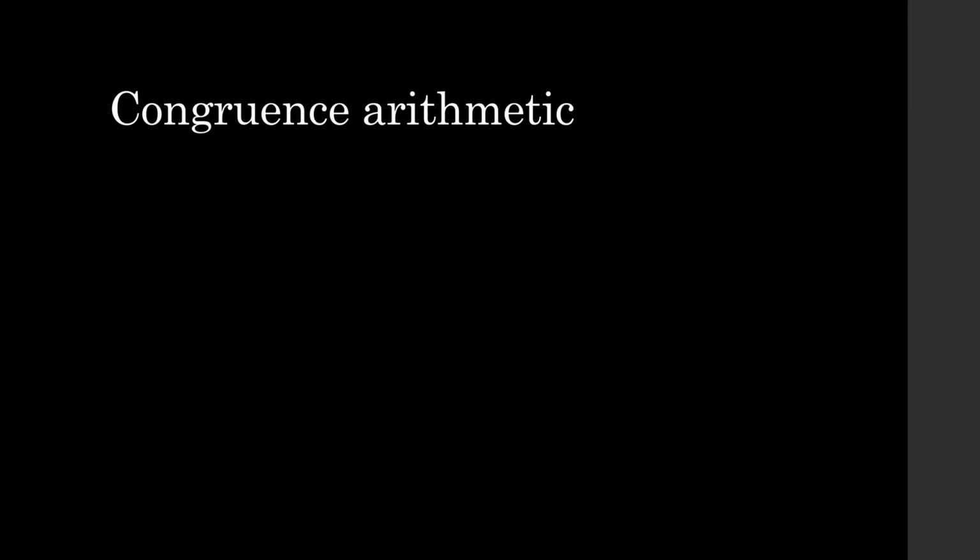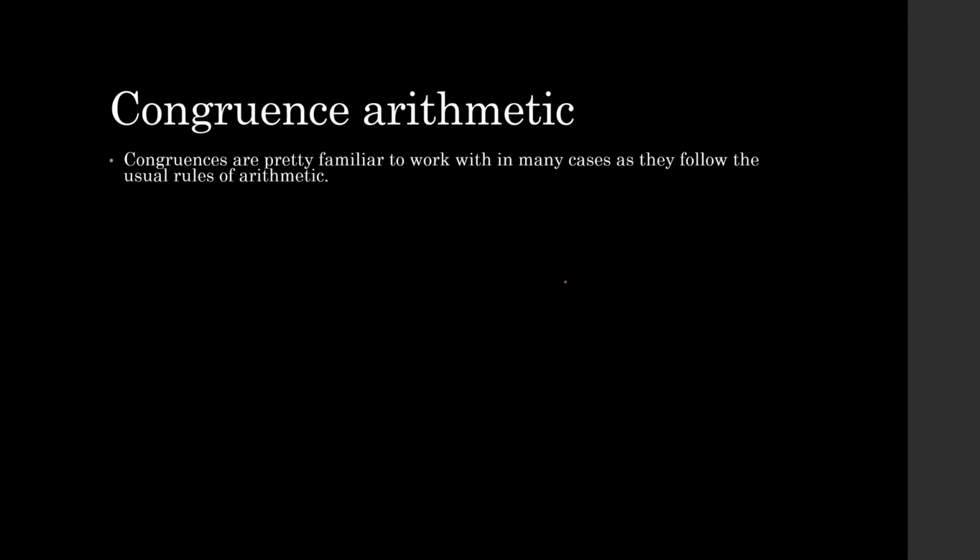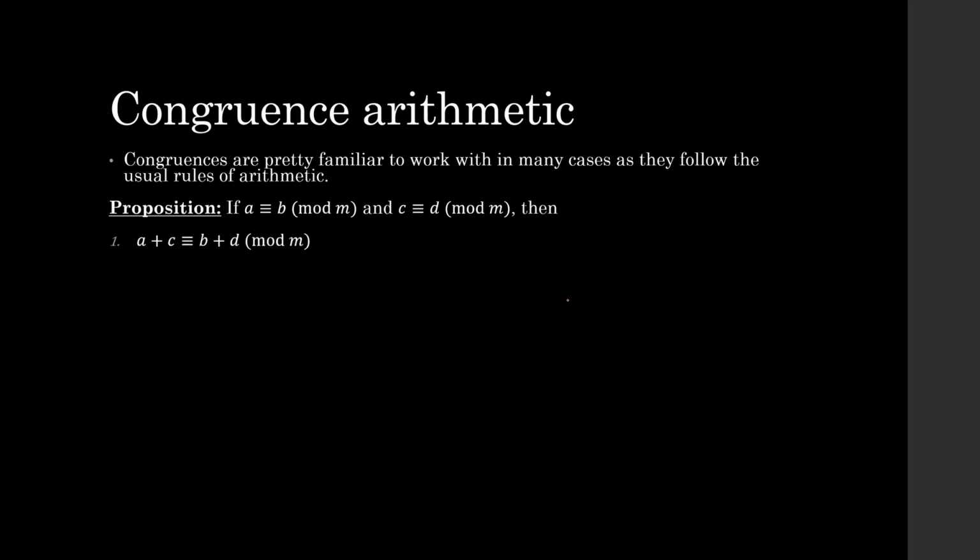So, congruence arithmetic. It's time to actually do some math with modular congruences. Congruences are pretty familiar to work with in many cases, because they actually follow some of the usual rules of arithmetic. Namely, if a is congruent to b mod m and c is congruent to d mod m, then a plus c is congruent to b plus d mod m. That's kind of the same as saying a equals b and c equals d, then a plus c equals b plus d, and we know that's true for equality, but we have to prove that for congruences.